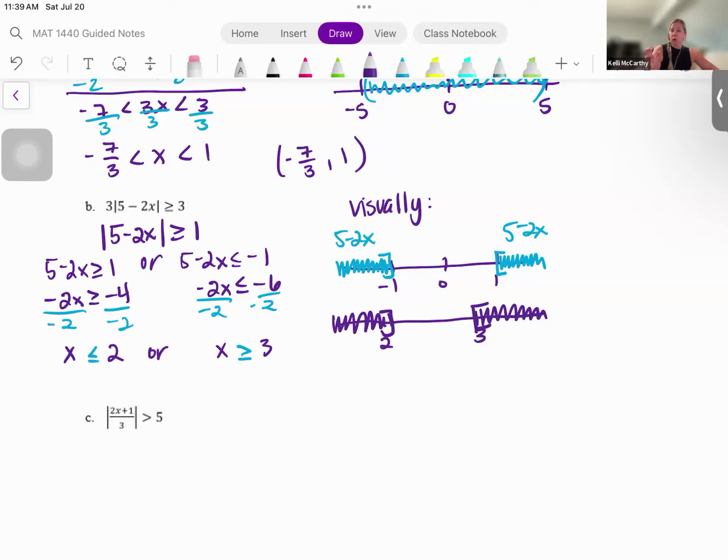And because this is or, we're looking at the union, so we're including both of those intervals. So the first interval goes from -infinity to 2. Union, the second interval starts at 3 and goes to +infinity.